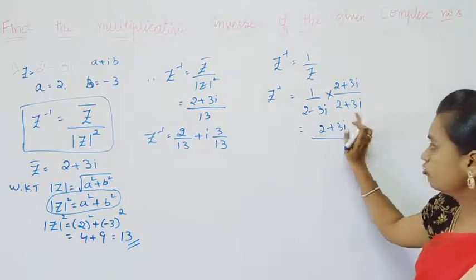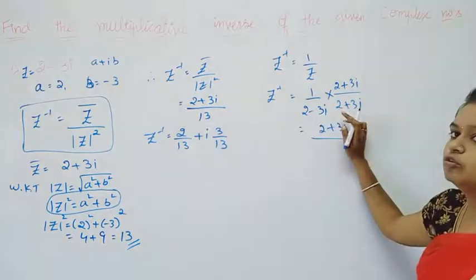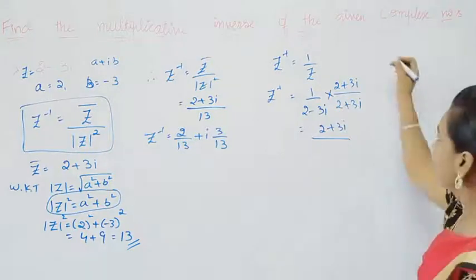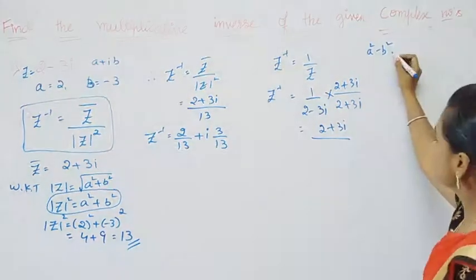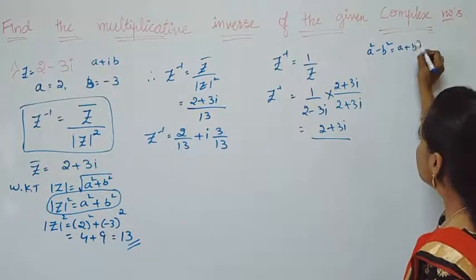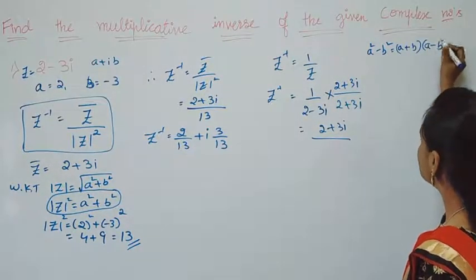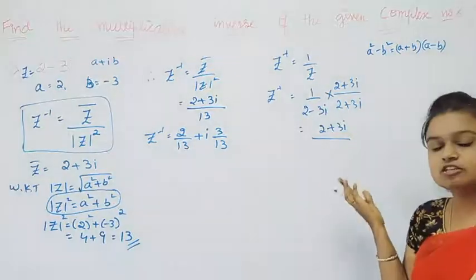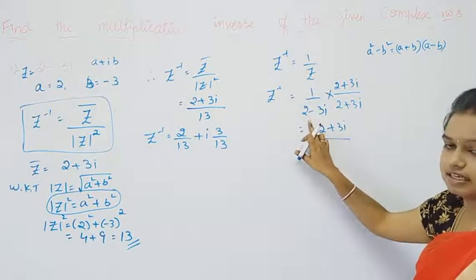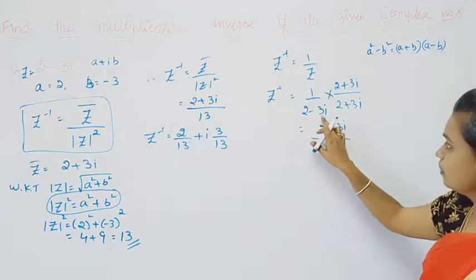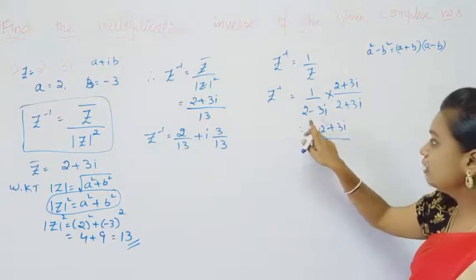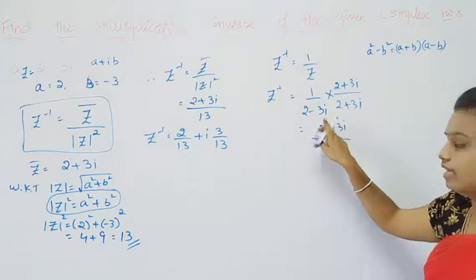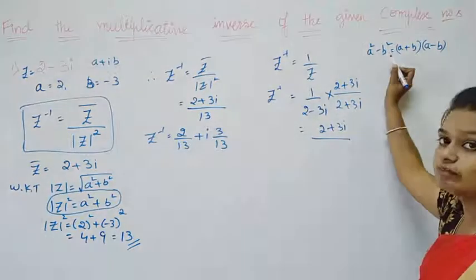So this is of the form a minus b into a plus b. So what is the formula for a square minus b square? a square minus b square is equal to a plus b into a minus b, right? We already know this formula. So observe that this is of the form a minus b into a plus b. In the place of a we have 2, in the place of b we have 3i. So it becomes a square minus b square.